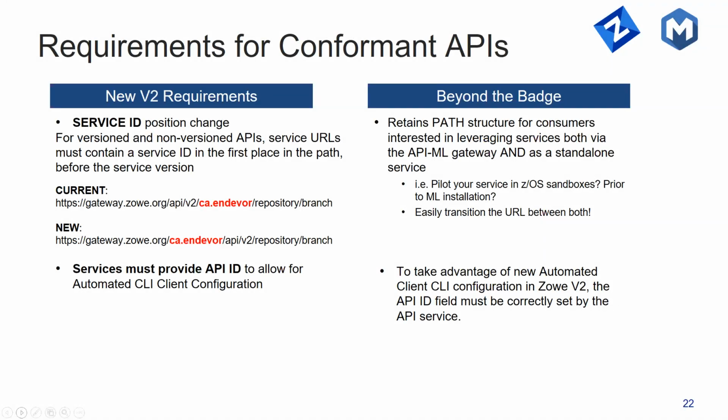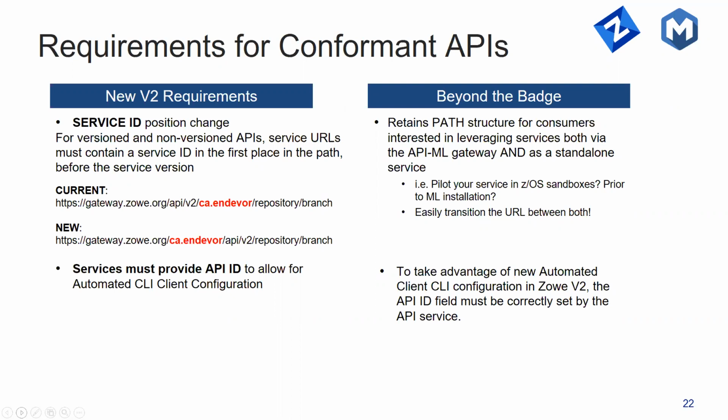So this next slide pertains to some of the changes that will be going into the conformance criteria with regard to APIs, the mediation layer for version 2. The first one I want to talk about is the service ID position change. I touched on that in the previous slide.